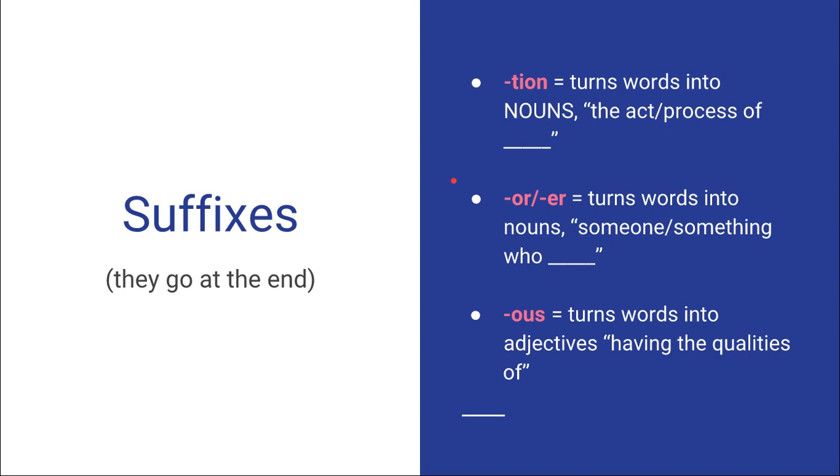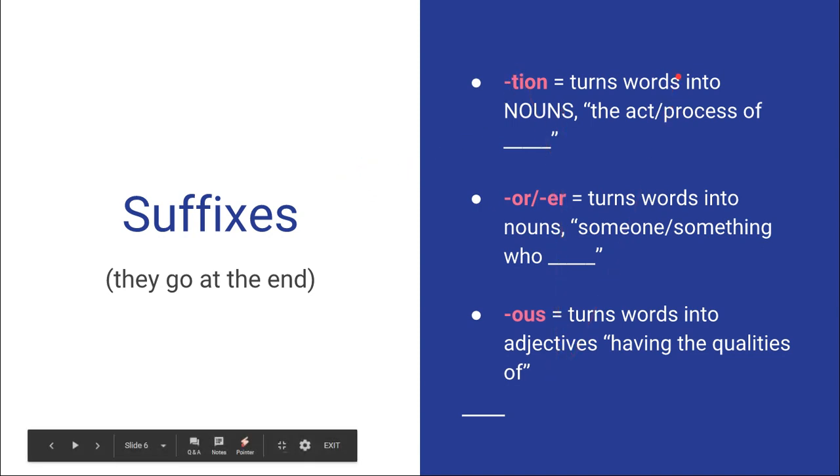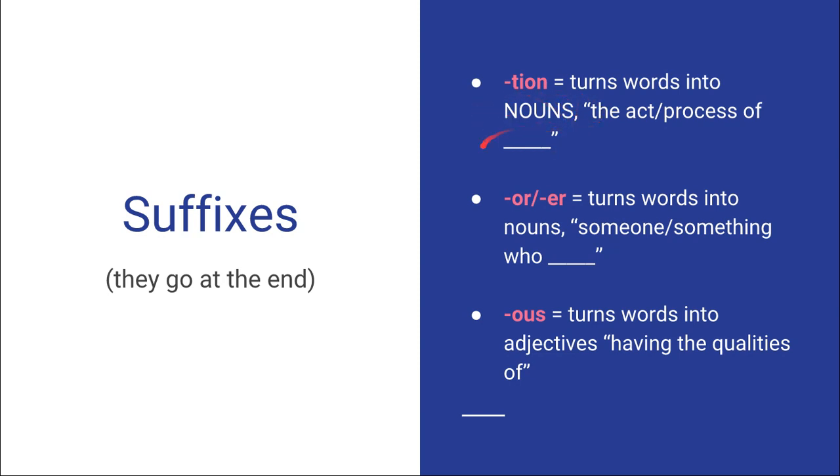And our last one is ous. And this turns words into adjectives, into describing words. So I might say tremendous or fabulous, right? These are all words that can describe nouns. They can describe people, places, things, or ideas. So these are the three that you're going to have to know. You're going to have to know what part of speech they turn things into, and then like the little added bit of meaning. Because these two are both nouns, but they have different meanings.